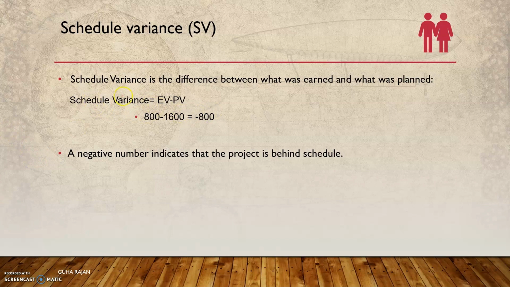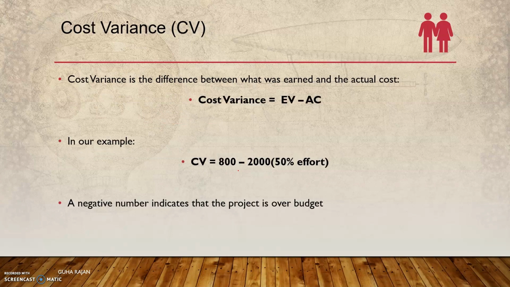The schedule variance, SV, is EV minus PV. So it's 800 minus 1600, which is minus 800. The negative number indicates that we are behind schedule. Next comes the cost variance. Cost variance is EV minus AC. And again, this is negative.